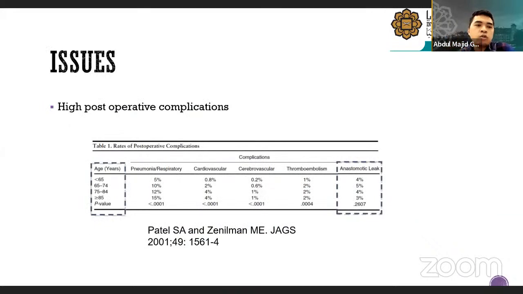So the issue that we have with elderly is high post-operative complications. This is a study done by Petter in 2001, whereby they did a cross-sectional study for elderly more than 65 years old with colorectal cancer in 31,000 studies. The rate of them getting complications is significantly high for pneumonia, cardiovascular, cerebrovascular diseases, and also thromboembolism.